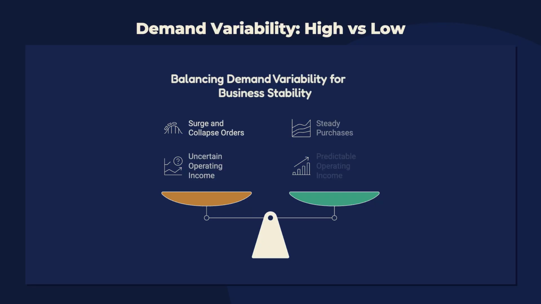A construction equipment maker sees orders surge and collapse with the building cycle, sitting at the high end of demand variability. A maker of daily staples, bought steadily in good times and bad, sits at the low end. The more uncertain the volume, the higher the business risk.